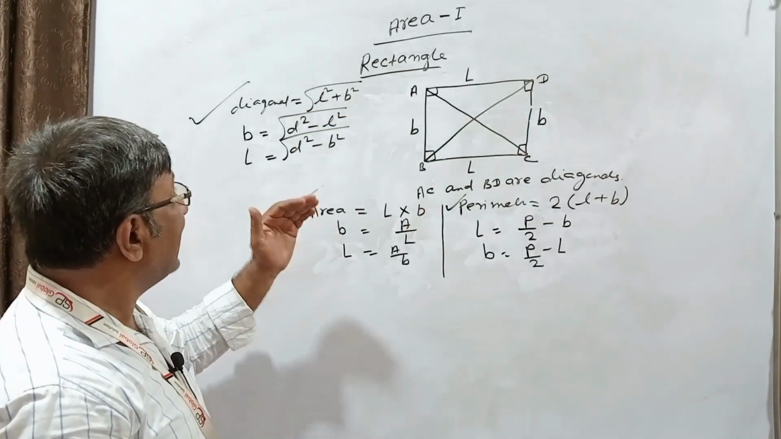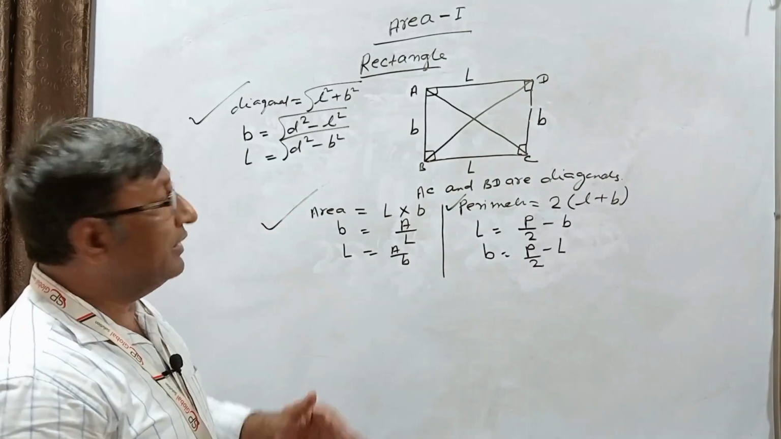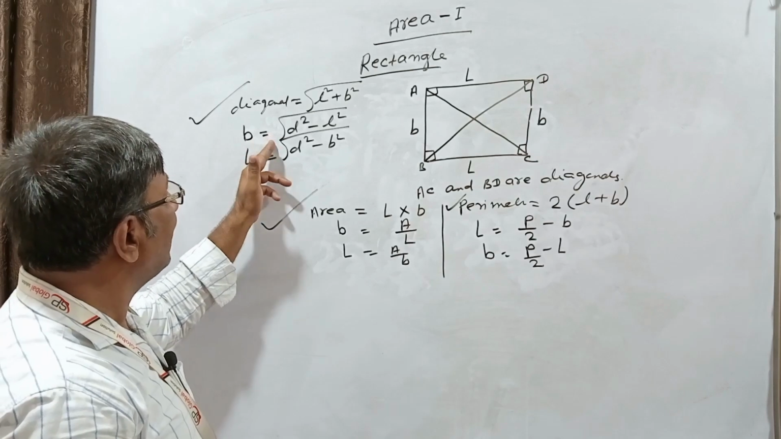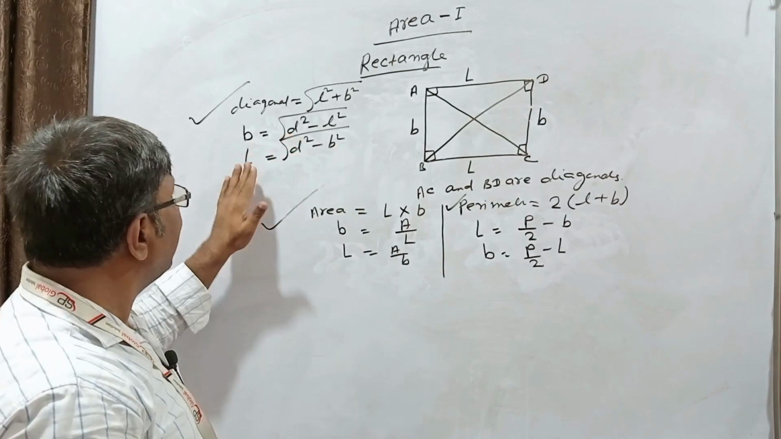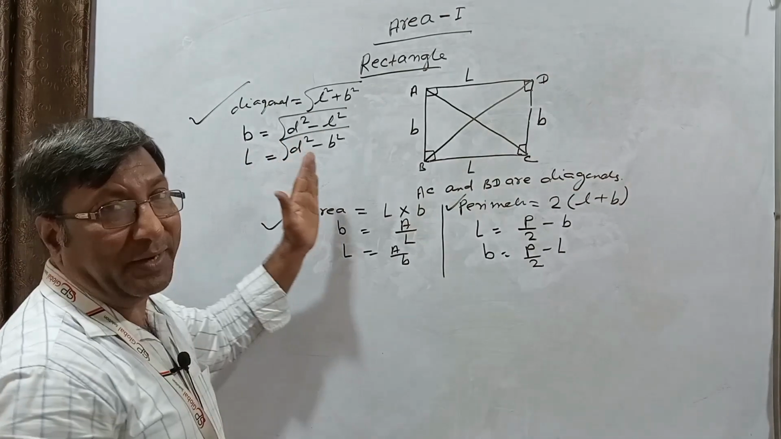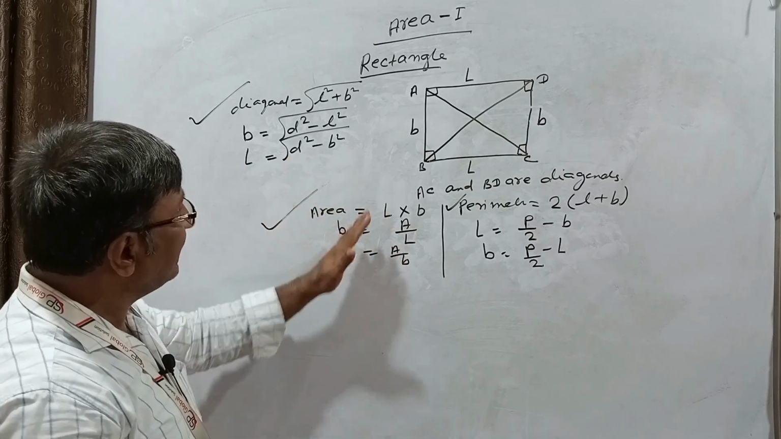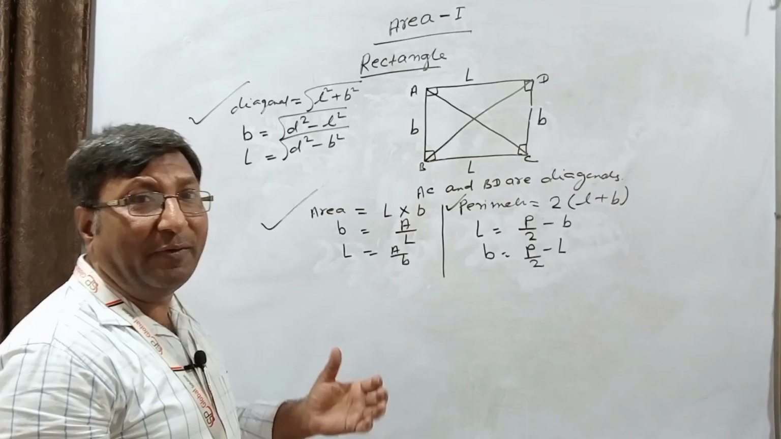And suppose diagonal is given, length is given, and we need breadth. Then apply the formula: breadth equals the square root of diagonal square minus length square. In the same way, for the length, length equals the square root of diagonal square minus breadth square. So with the help of these three formulas we can solve most questions. After that, we will use some.